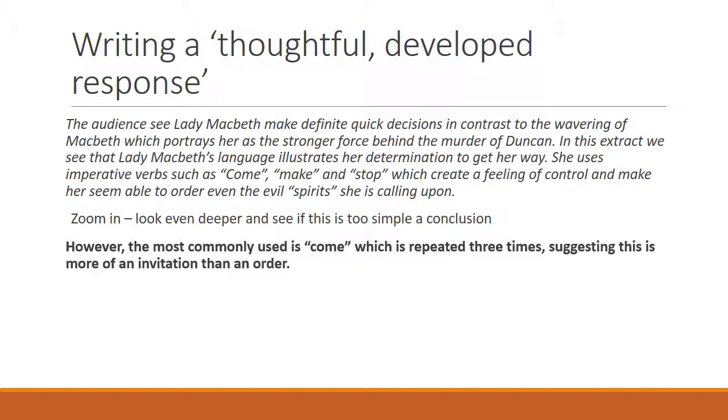The most commonly used imperative verb is come, which is repeated three times, suggesting this is more of an invitation than an order. So what I'm seeing is that even though I'm saying she's using these orders, the most common one is come, which is hardly an aggressive order. It's more, as I say, of an invitation. Come on, come in, come to me, please. So it's not necessarily as controlling as it seems.